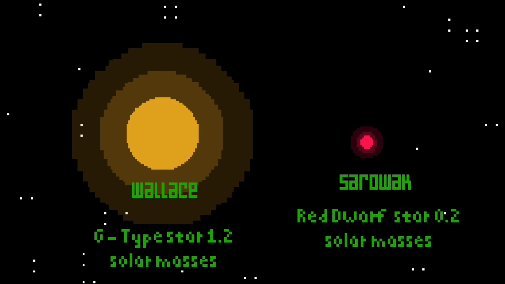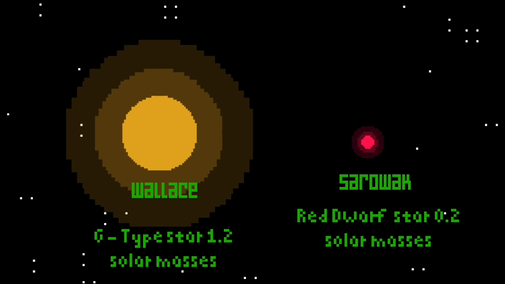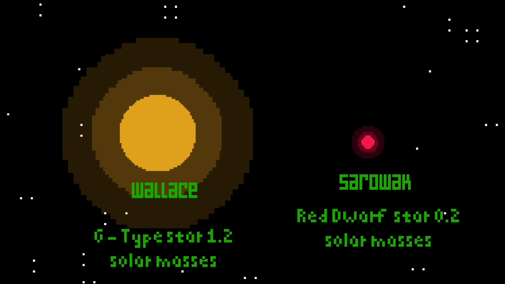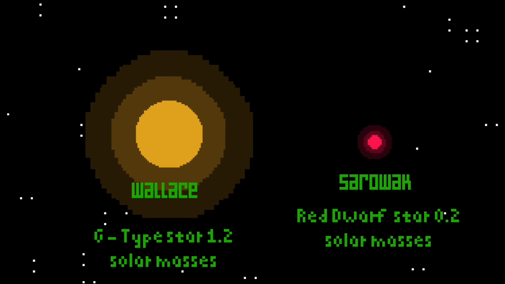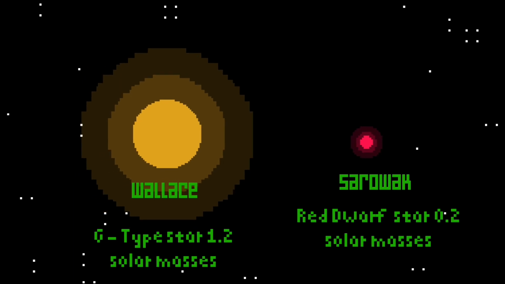This is the star system Wallace 22b. The large yellow star is called Wallace. It is a G-type yellow dwarf, main sequence star, similar in size to that of our Sun. The smaller red star is called Sarawak. It is a red dwarf star roughly 350 masses of Jupiter.